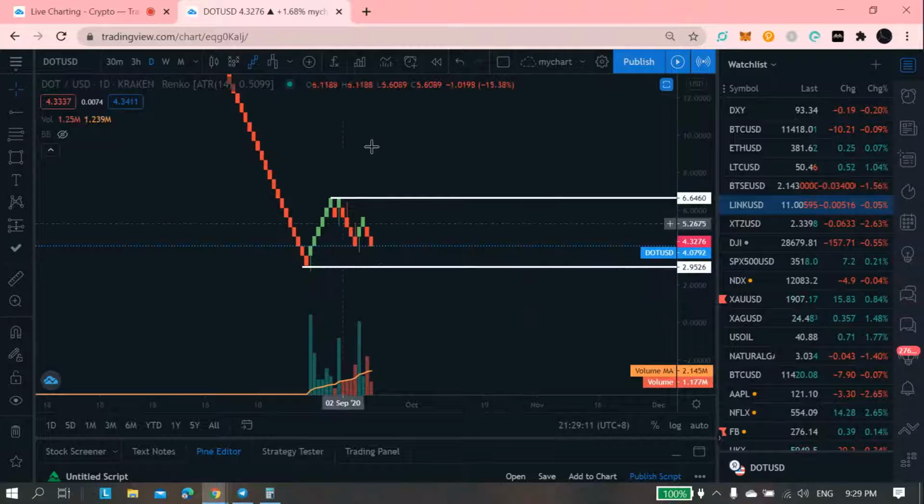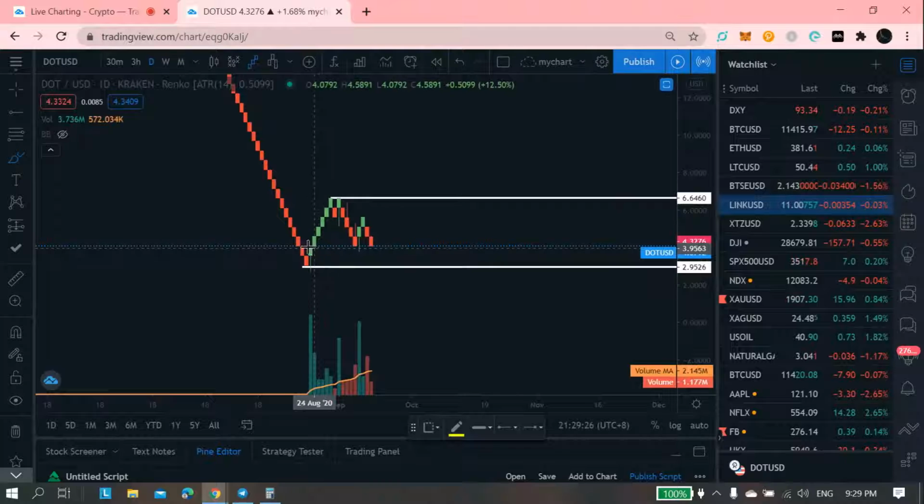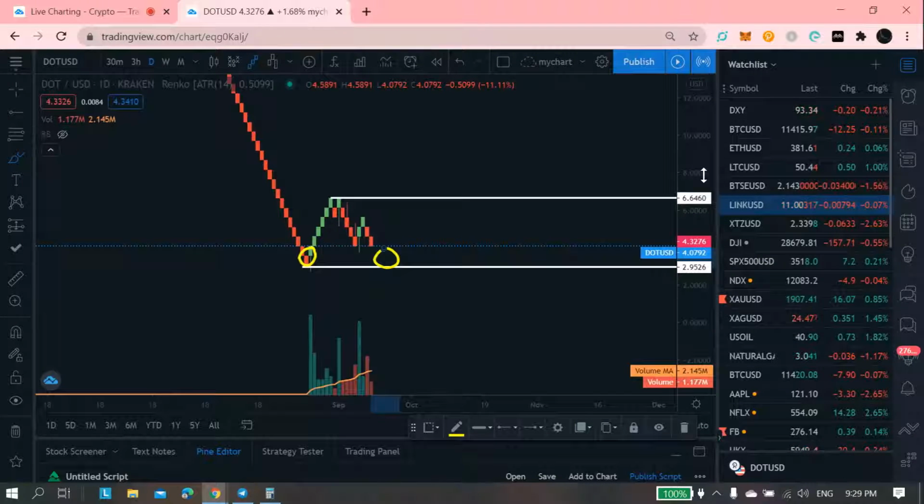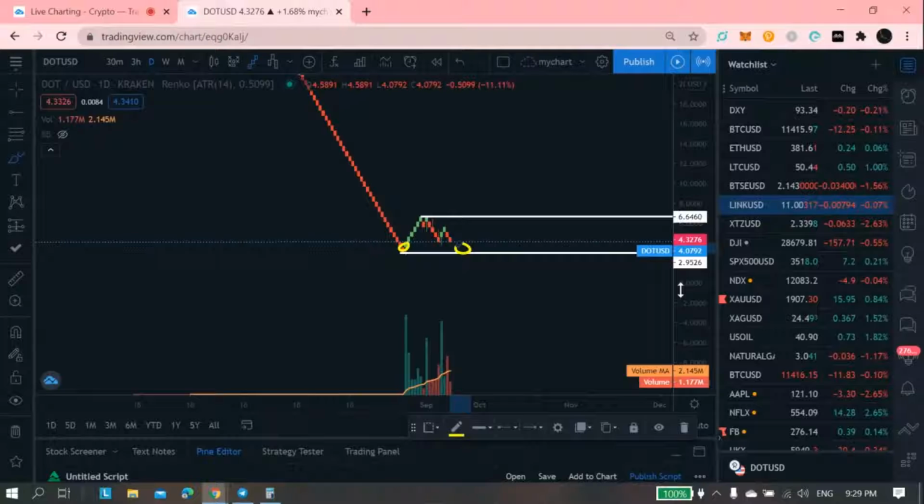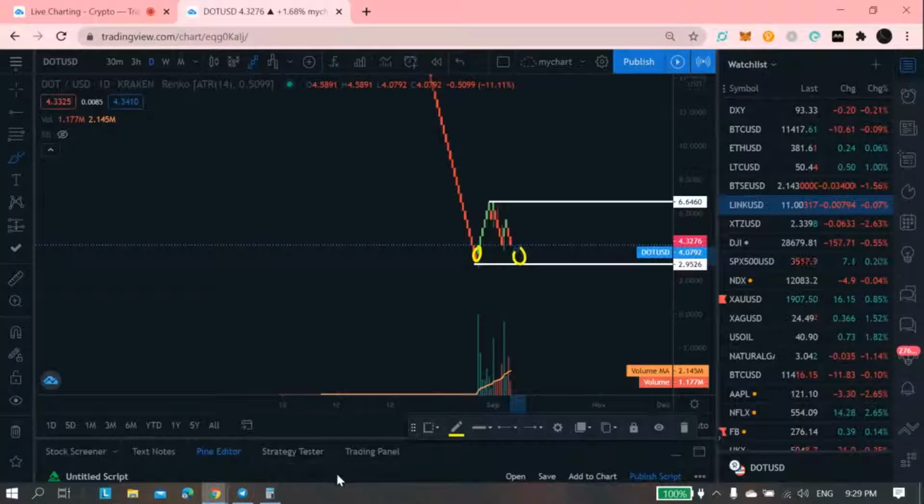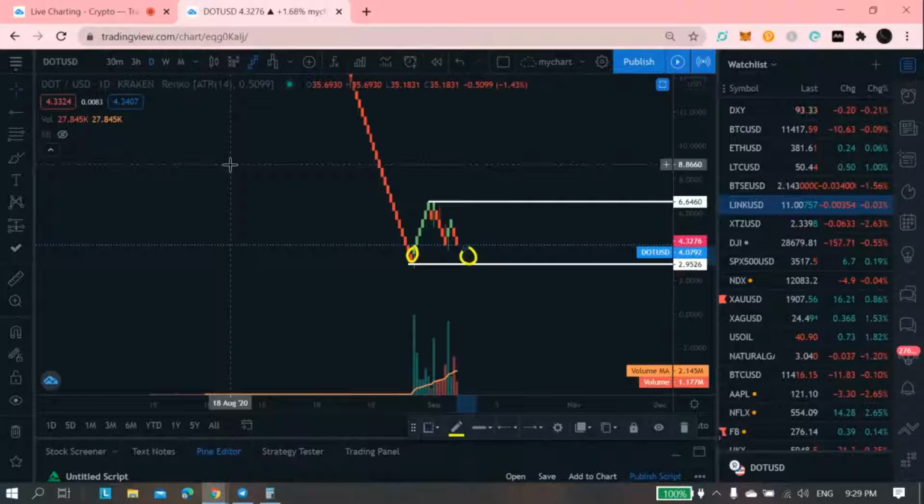But of course, at this kind of chart, I'd at least want a reversal confirmation before I enter long. So for now, I'm on wait mode. Wait for a very attractive price. So I'll wait at least around the $3.